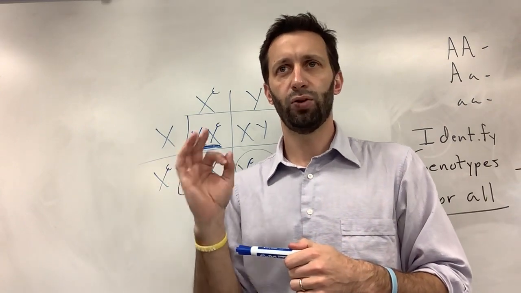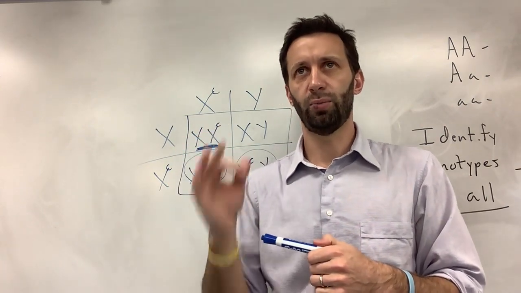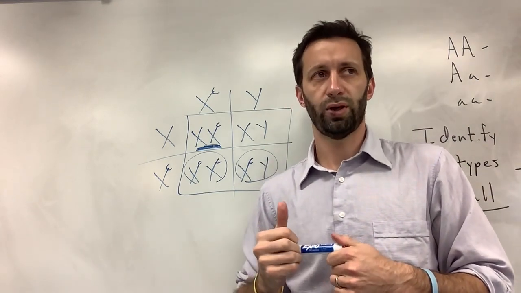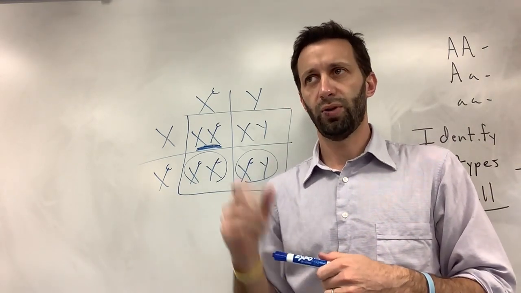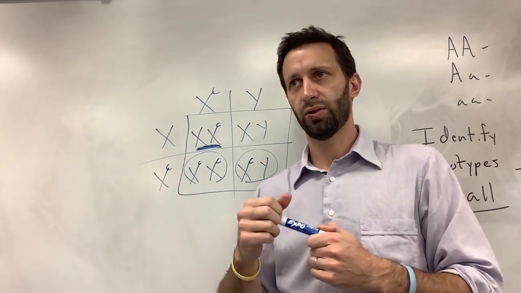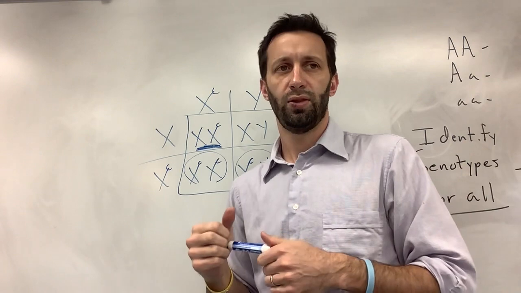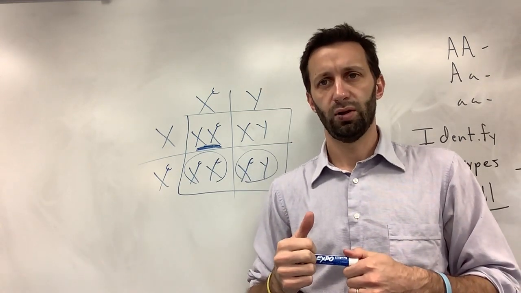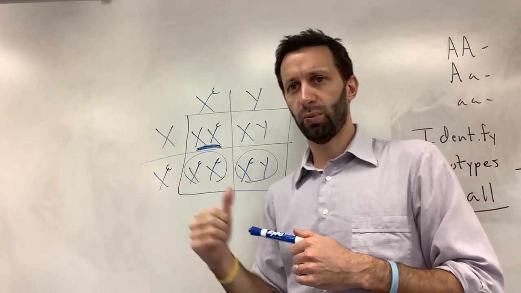If you're a girl and your dad is colorblind, what's going to happen to you for sure? You're going to be a carrier for color blindness. So that means for your offspring, there's going to be a what percent chance that your boys are colorblind? 50%.